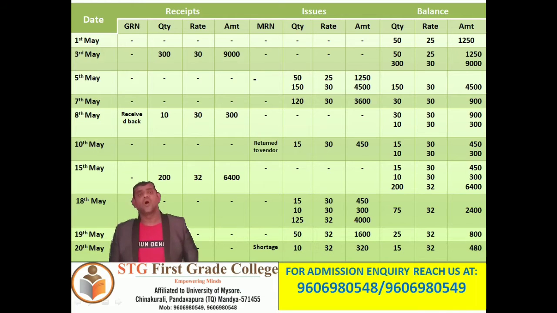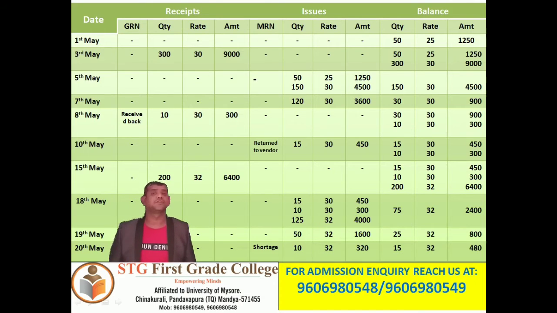1250 rupees. On 3rd May, there was a purchase. Purchase of how many units? 300 units. If it is a purchase, we are supposed to record such purchases under receipt side. So how many units has been purchased? 300 units at rupees 30 per unit. So GRN number dash, quantity 300, rate 30 rupees, amount 9,000 rupees. So go to the issues column, MRN dash, quantity dash, rate dash and amount also dash.